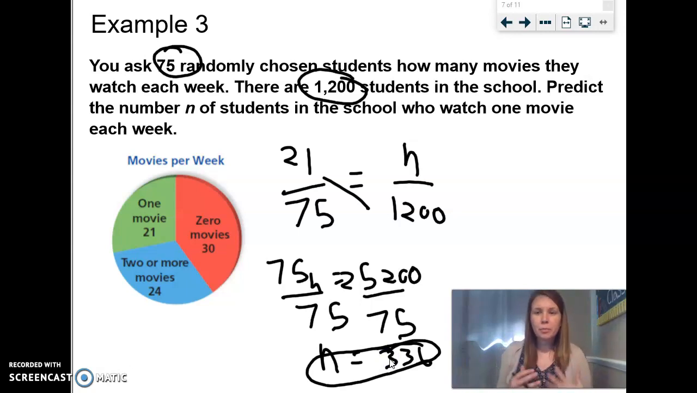Okay, so that's where proportions are going to continue to be something that we have been using throughout this whole year, guys. We're just going to set up our ratio, our probability, and use it to simulate a bigger situation where I don't want to ask that many people.